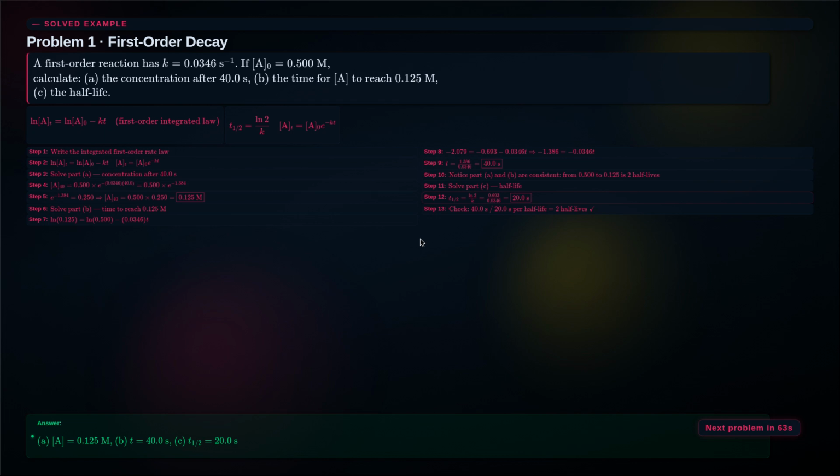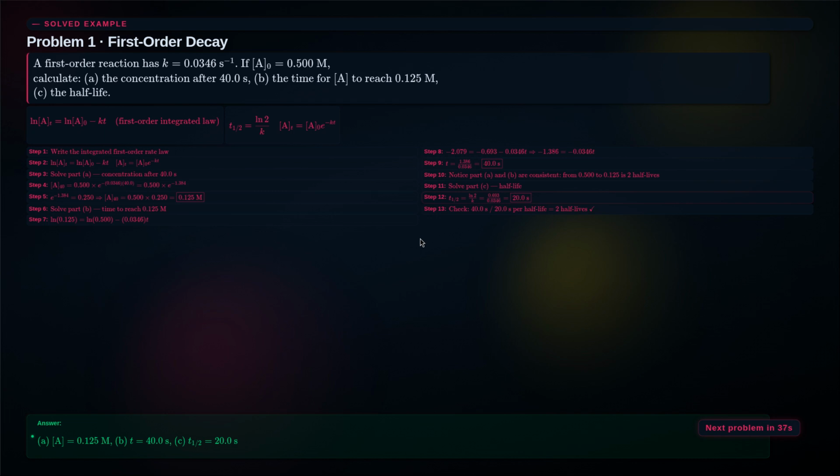For part B, we use the logarithmic form. Natural log of 0.125 equals natural log of 0.500 minus 0.0346t. Solving gives t equals 40 seconds. Notice that from 0.500 to 0.125 represents two half-lives, so the half-life is 20 seconds.